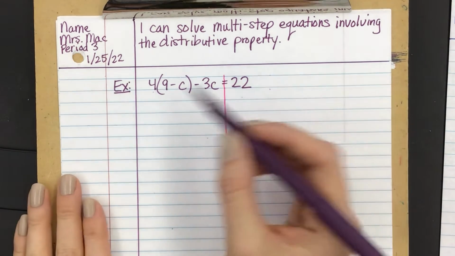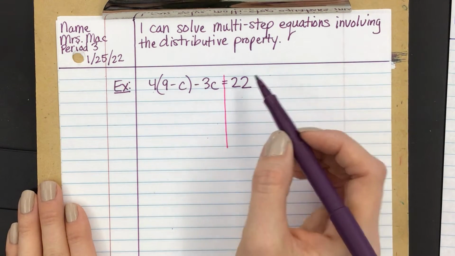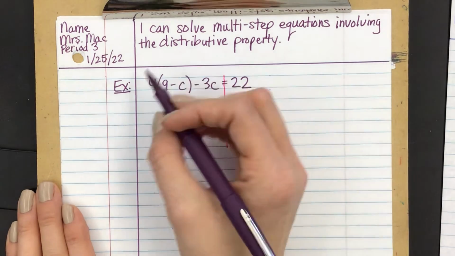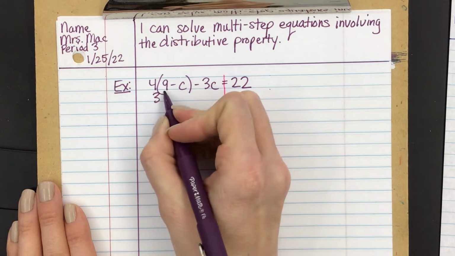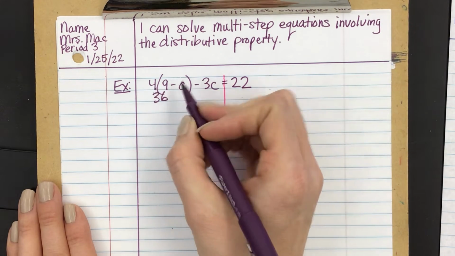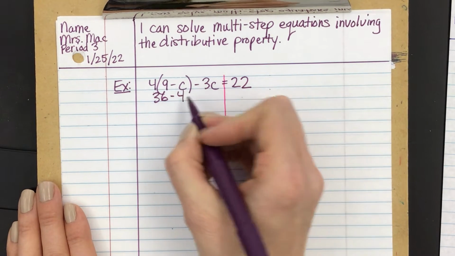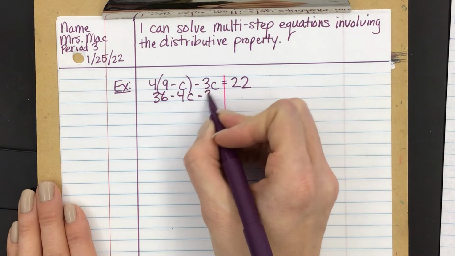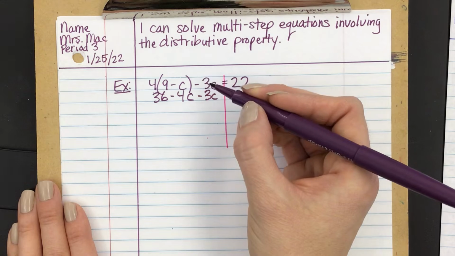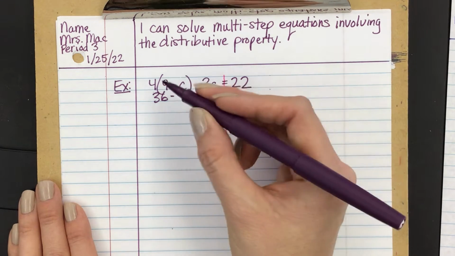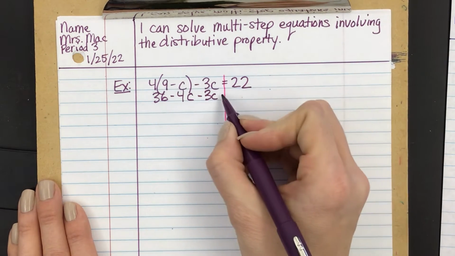Okay. All right, so with these problems, the first thing I want to do is distribute. So I'm going to distribute this section right here. So this will be 36. 4 times negative c is negative 4c. Now, I didn't distribute to the negative 3c because it is not in parentheses. It is separate from this grouping right here. So I bring it straight down.